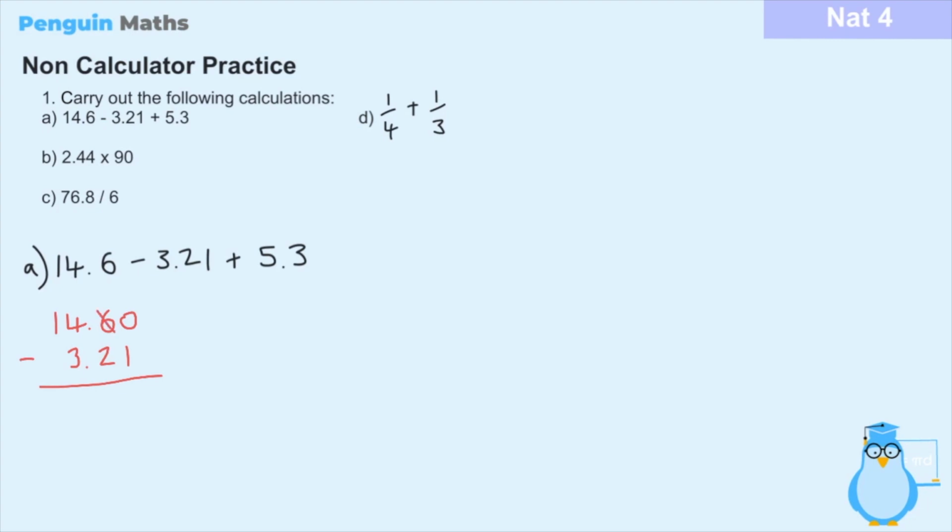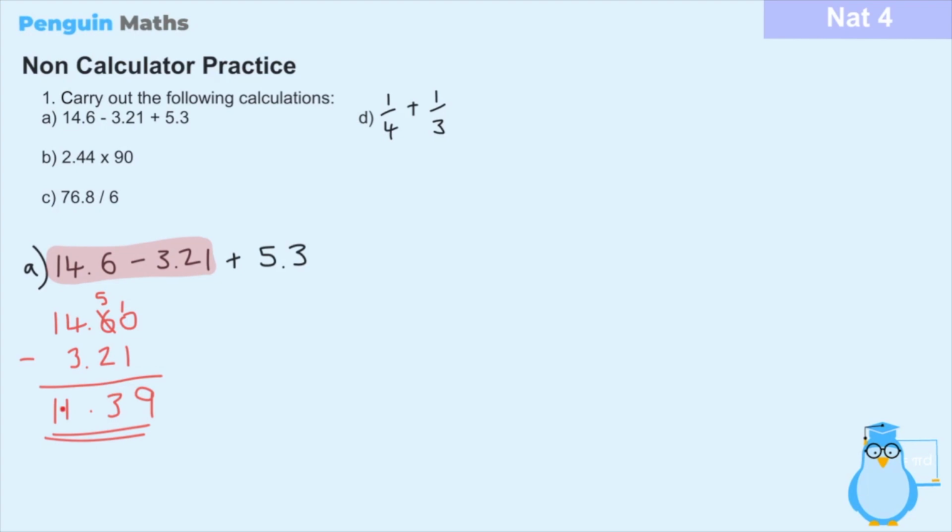Now to begin, we have the 0 on top, so we're going to make that the 10 and carry the 1 over. So we have 10 minus 1 is 9, 5 minus 2 is 3, and then we have 14 minus 3, which is 11. So that means that this part of the question is equal to 11.39.